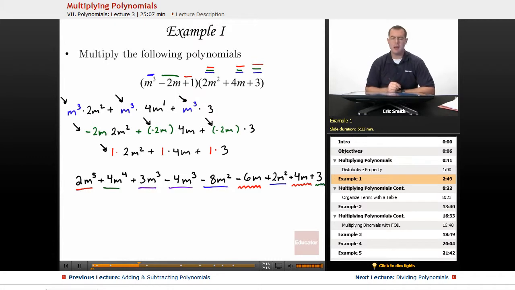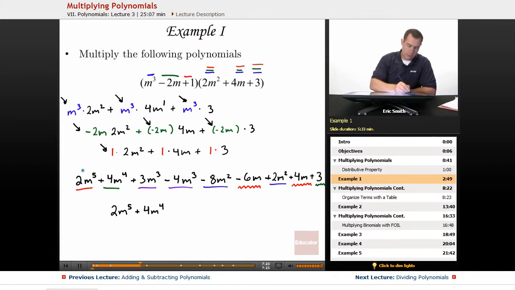Okay, so we can combine all of these bit by bit. So 2m to the 5th, since it's the only one. And 4m to the 4th, since it's the only one. Let's check these off, they're done. Now I have 2m cubes. So 3 minus 4 would be a minus 1m cubed. And I'll take care of those ones.